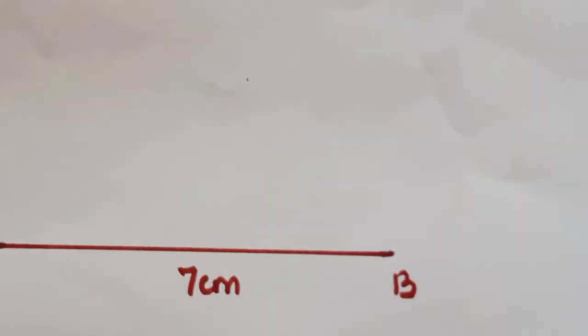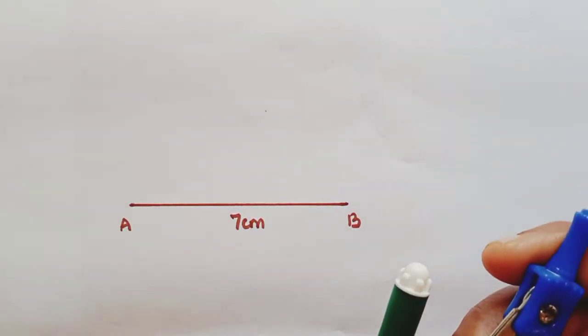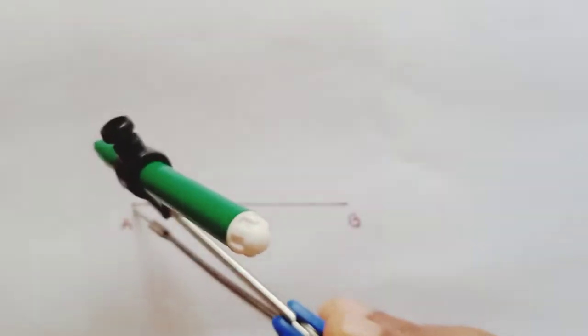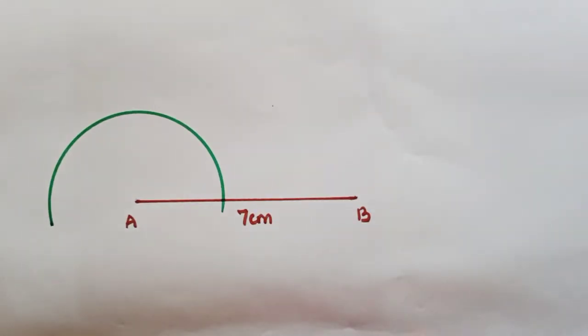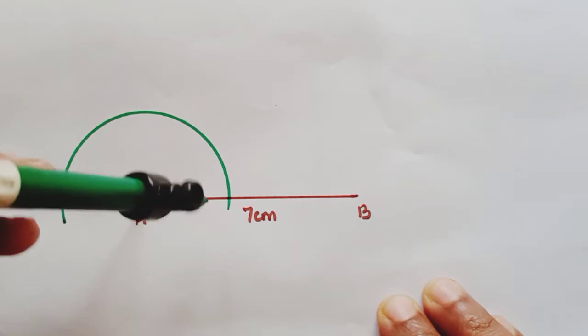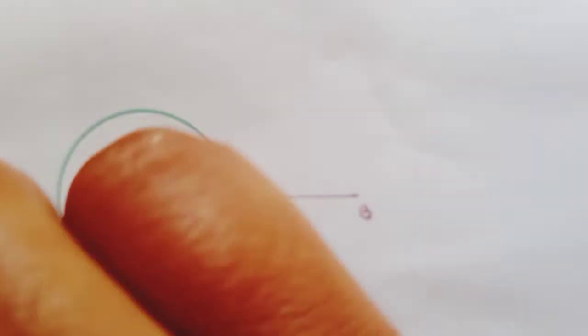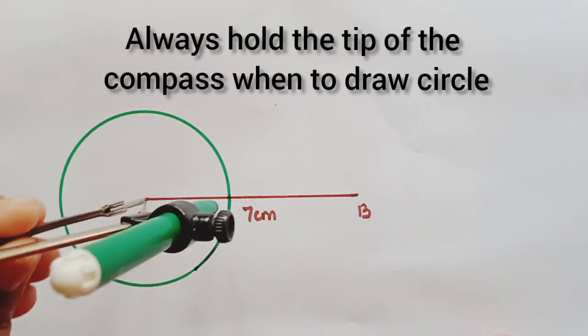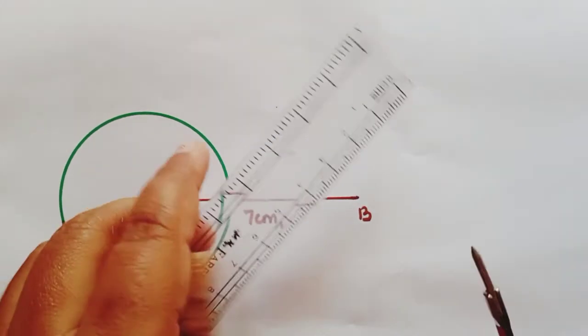Now we are going to draw a circle with A as center. Remember, whenever you draw a circle, you have to hold the tip of the compass. So, you have to hold the tip of the compass and draw the circle. Then for the next part, second part is done.